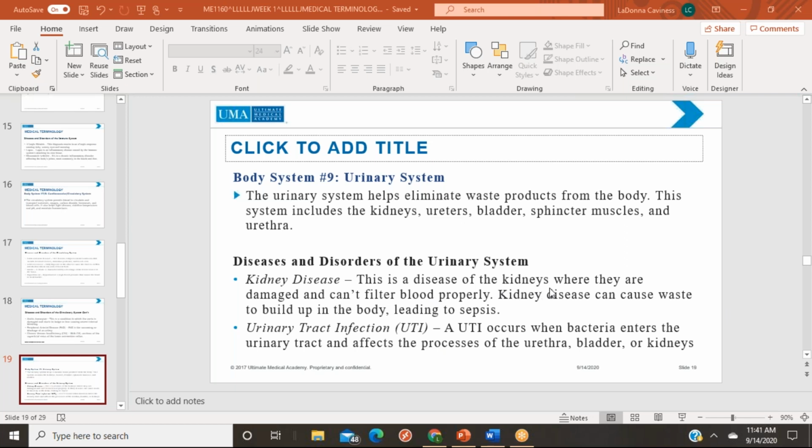Kidney disease. This is a disease of the kidneys where they are damaged and they can't filter blood properly. Kidney disease can cause waste to build up in the body, leading to sepsis. And the next one is urinary tract infection, or UTI. UTIs are generally caused by bacteria in the urinary tract system.